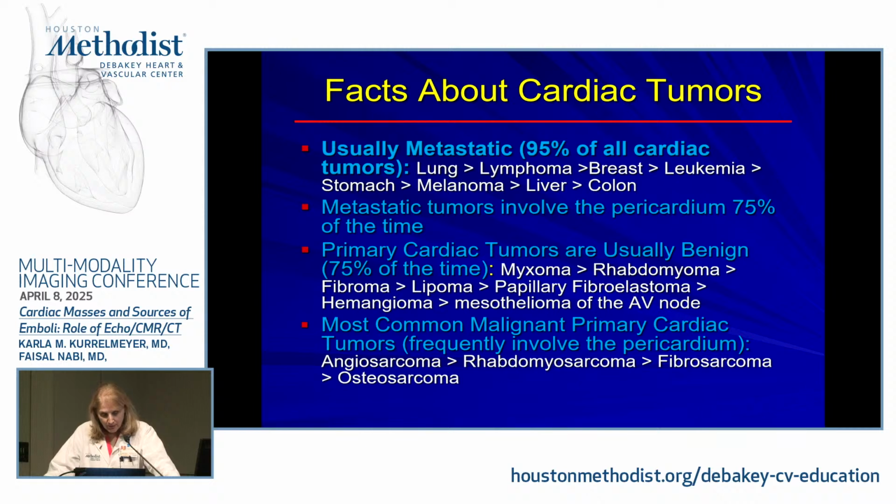Primary cardiac tumors, if they're arising within the heart themselves and not coming from somewhere else, are usually benign 75% of the time. And the most common benign tumor is a myxoma. The most common malignant primary cardiac tumor is an angiosarcoma. And just like the metastatic ones, they frequently involve the pericardium, so you usually have a pericardial effusion. So pericardial effusion is bad. If there's a pericardial effusion with a mass, think that this is probably malignant.